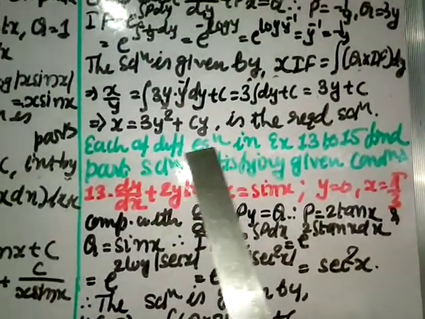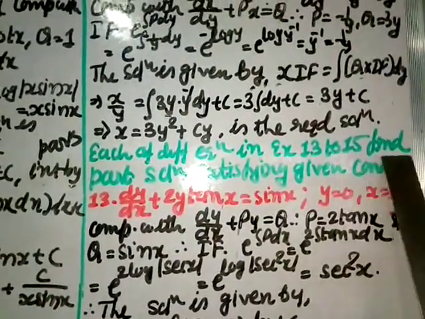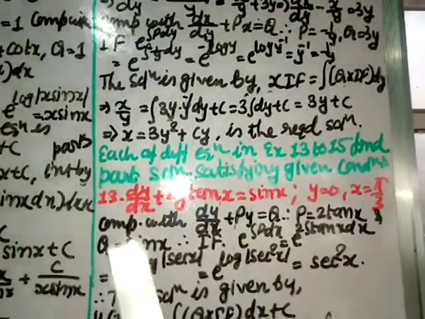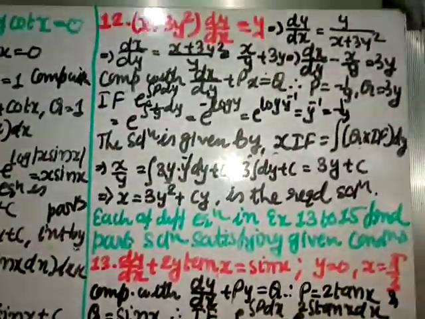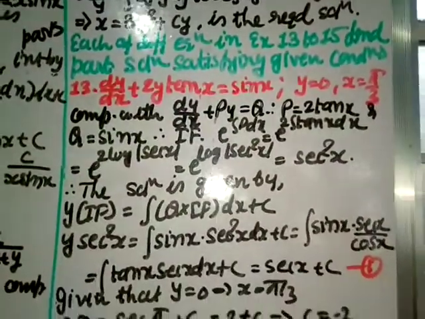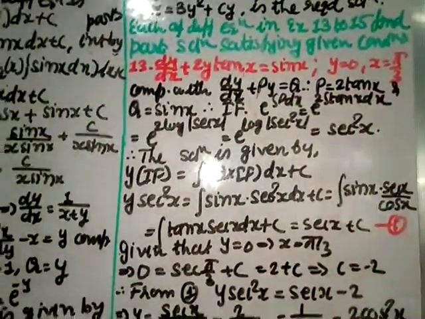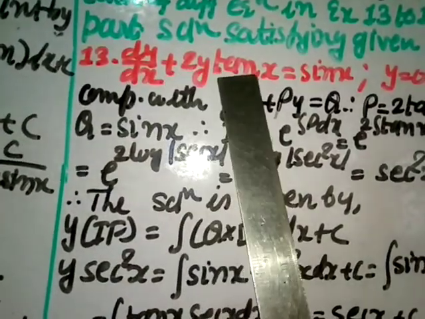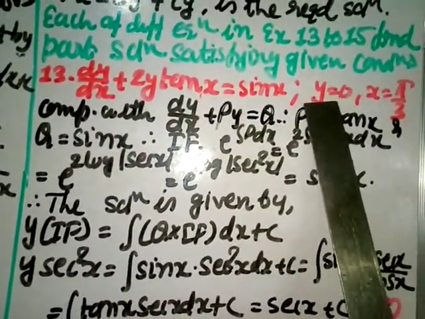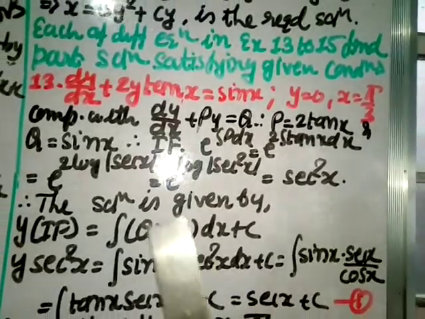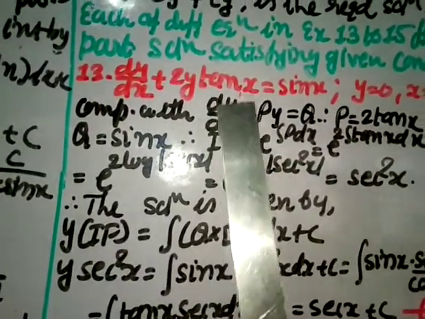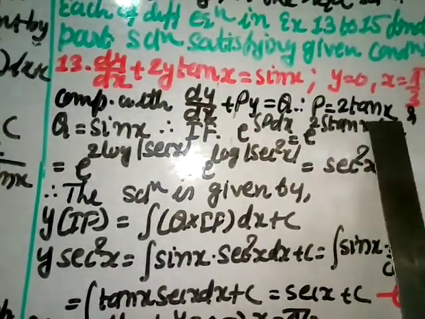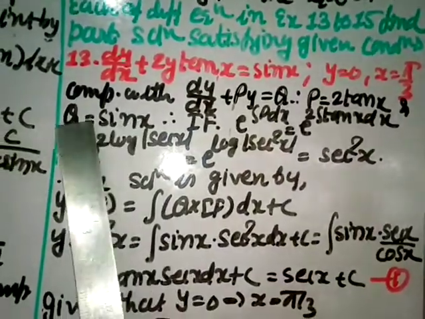For each of the differential equations in exercises 13 to 15, find the particular solution satisfying the given conditions. So in these questions you have been given the conditions and you have to find the particular solution. That means you will find the c value. Question number 13, dy by dx plus 2y tan x equal to sin x, given that y is equal to 0 when x equal to pi by 3. Comparing with dy by dx plus py equal to q, the p value is 2 tan x and the q value is sin x.